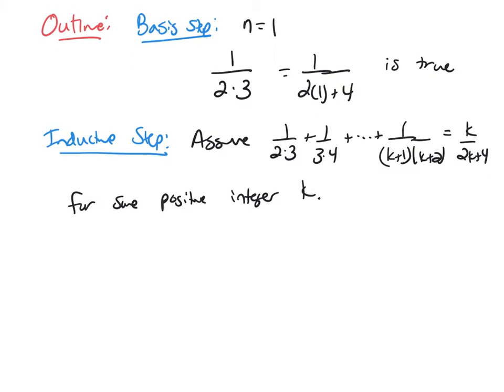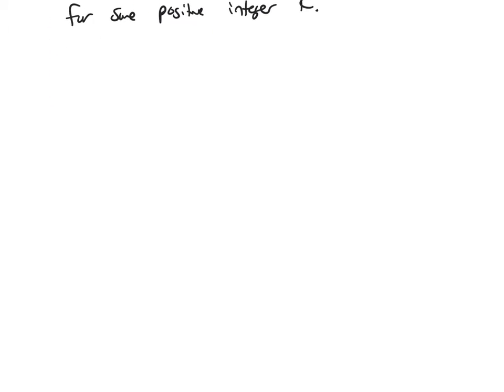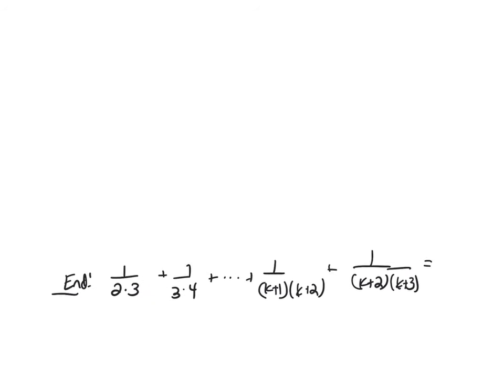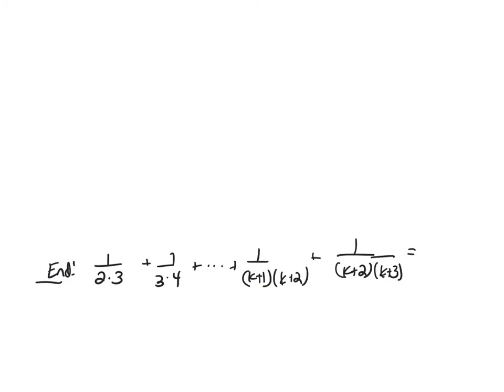All right, and now we're going to remember what we need to work to, and I'm going to give myself a bunch of space here because I'm probably going to need some calculation room. So in the end, what do I need to get? 1 over 2 times 3 plus 1 over 3 times 4, up through 1 over k plus 1, k plus 2, plus 1 over k plus 2 times k plus 3 equals, if you plug in k plus 1 in your formula, you get k plus 1 over 2 times k plus 1 plus 4, or you get k plus 1 over 2k plus 6. So that's what we're working towards.